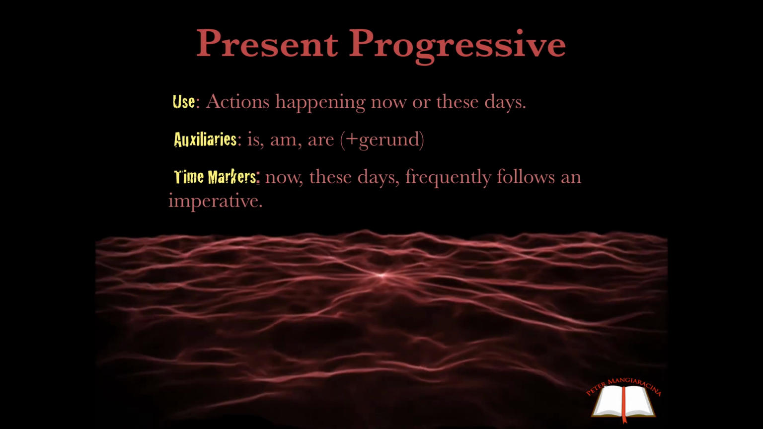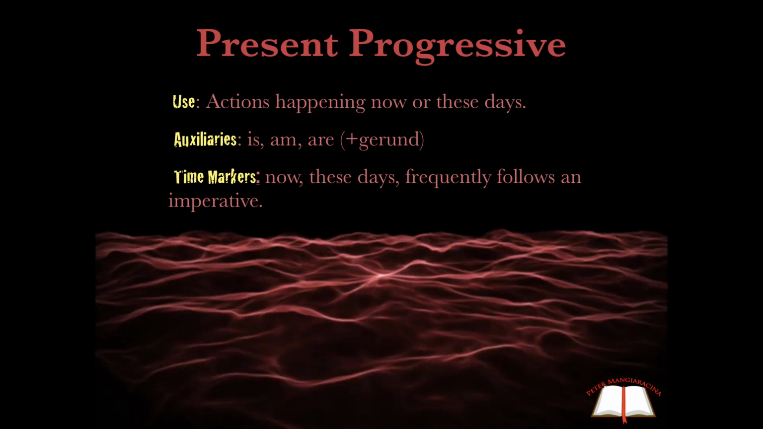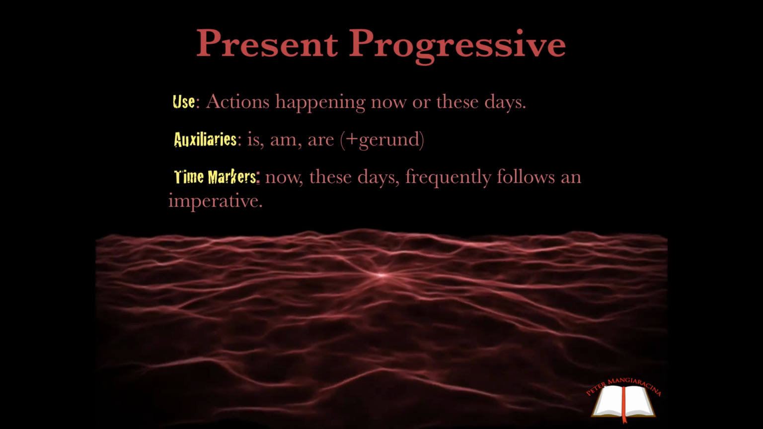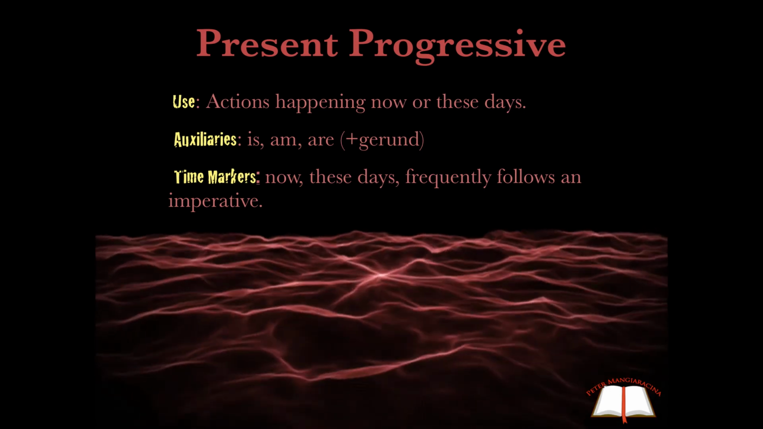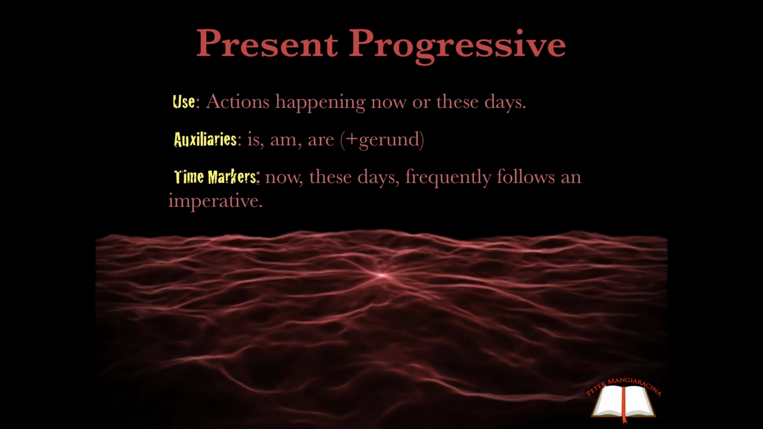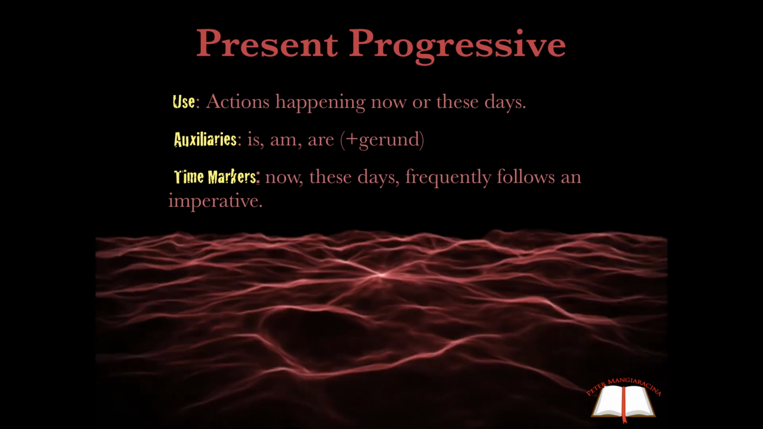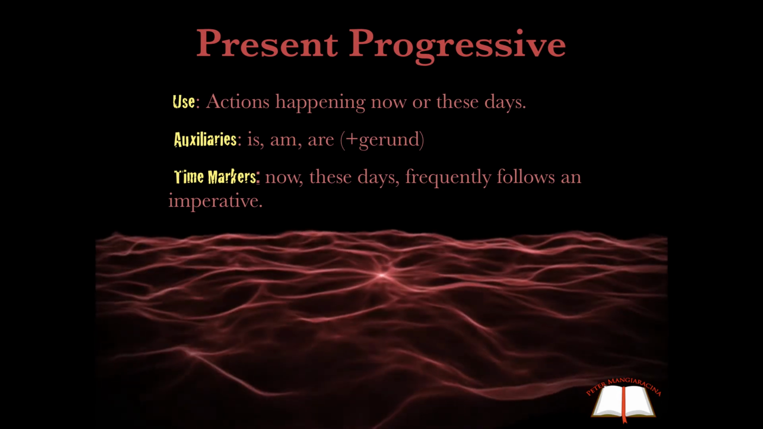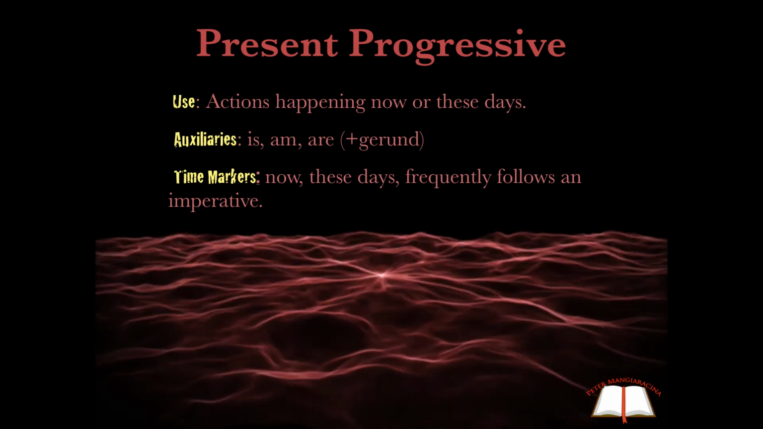The auxiliaries are the conjugations of the present tense of the verb to be. Is for the third person singular, am for the first person singular, are for the second person and for everything else. We are, they are, etc. The time markers are now for actions that are happening in this moment, and these days for actions that are happening in your life within a limited time, as I explained before.